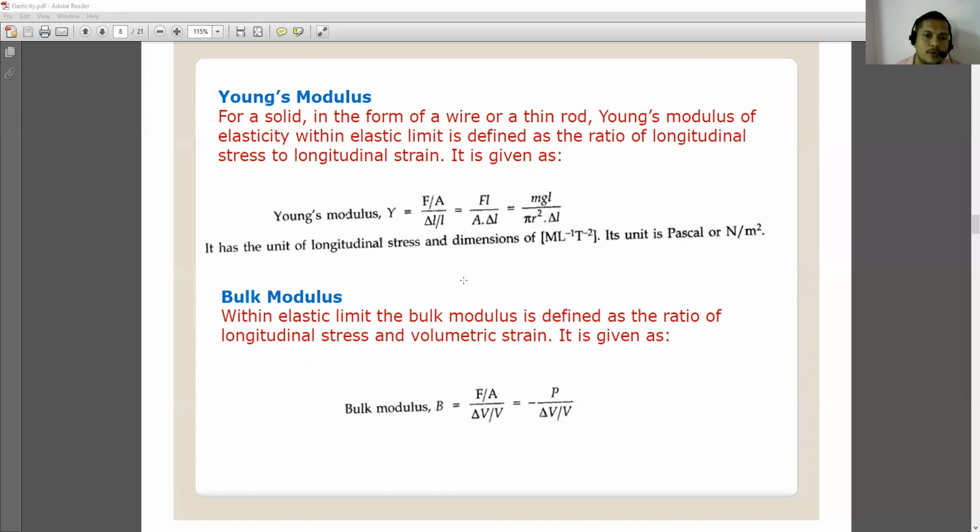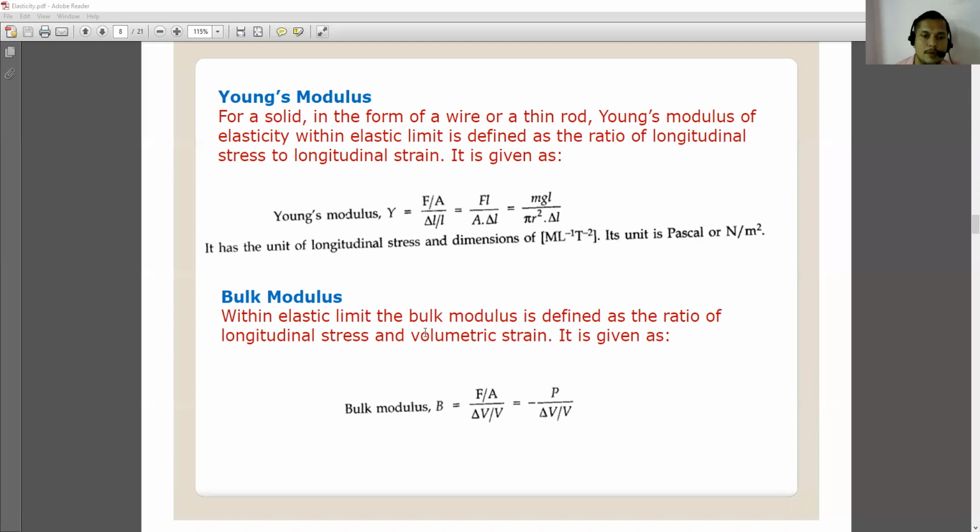It has the unit of longitudinal strain and dimensions are M, L minus 1 and T minus 2. Its unit is Pascal or Newton per meter square. So first is Young's modulus, second is bulk modulus.